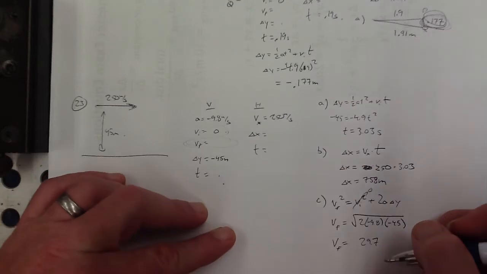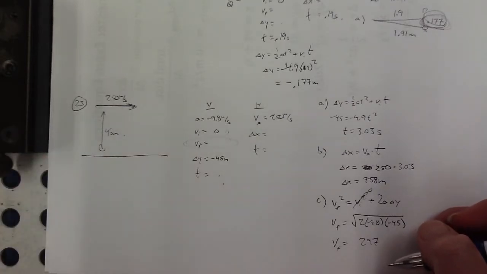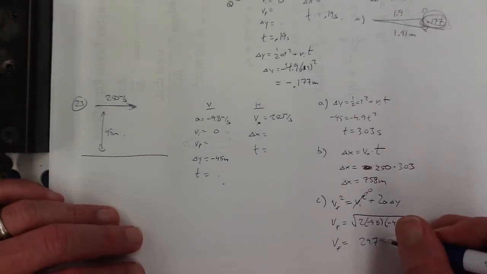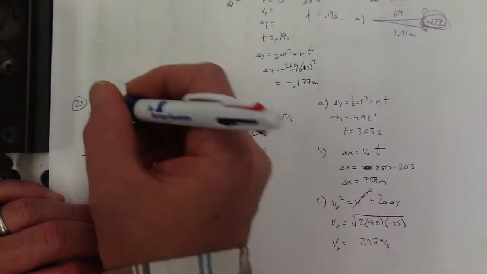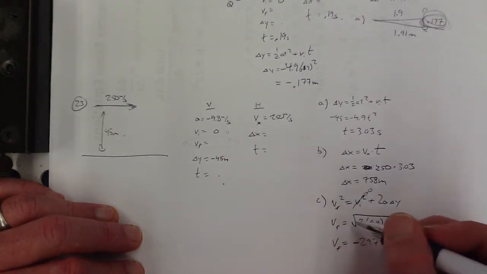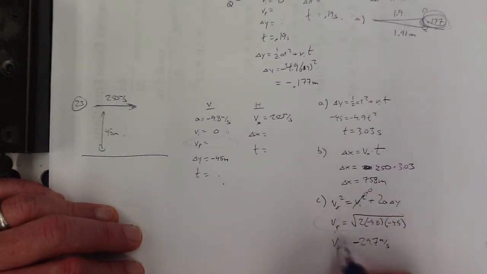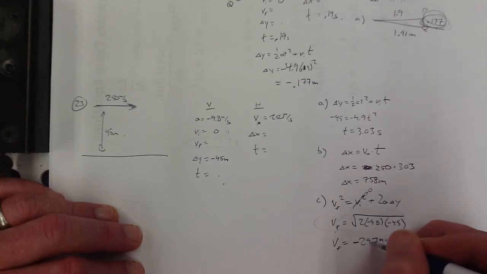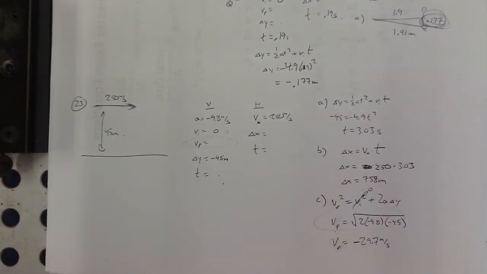Now that's the vertical. That would be speed. Did they say speed or velocity? They said velocity, so that means I need to include direction. And so this thing's going down. That vertical component is going to be negative. Remember, when you do this square root thing to find the VF, you have to decide based on the context of the problem which direction. So you could say either negative 29.7 meters per second, or you could say 29.7 meters per second down.